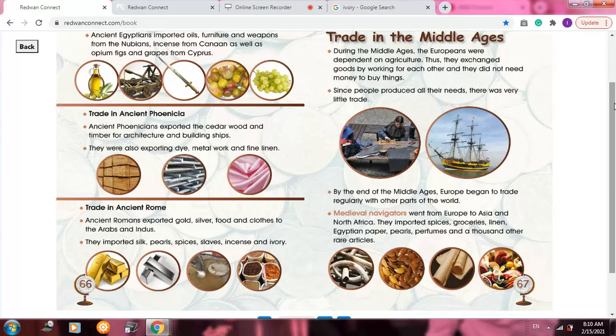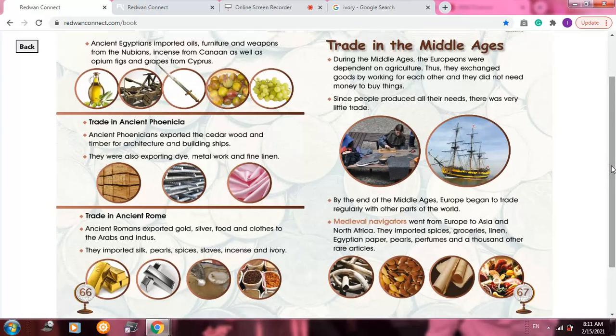Okay, so they used to send them to whom? To Arabs and Indus, but they imported some things. What did they ask for, or what did they take into their empire? They imported silk, pearls, spices, slaves, incense, again, the smell, and ivory. Okay, so again, ancient Rome exported some good items. They sent to other countries gold, silver, food, and clothes. They exported these items to whom? To the Arabs and the Indus.